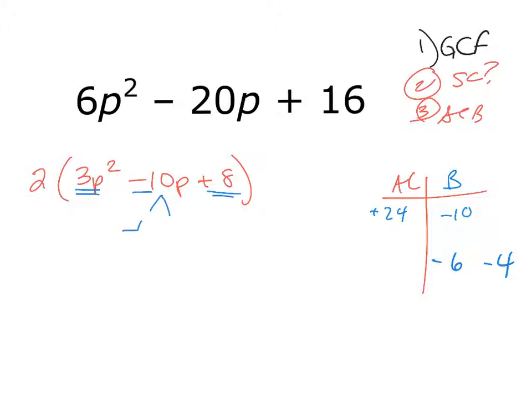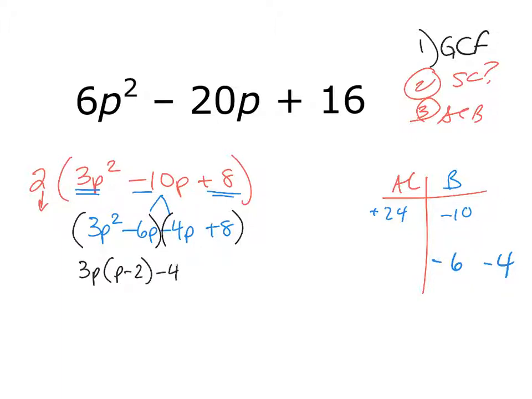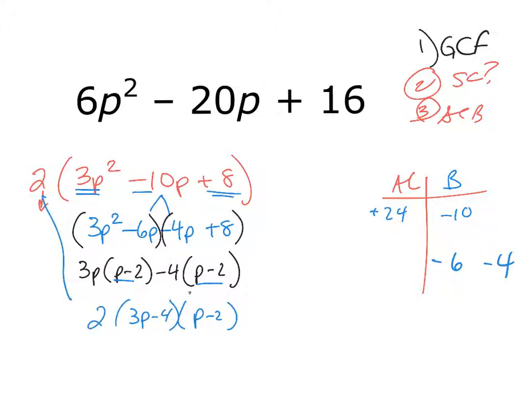The negative 6p, negative 4p expand out the middle term. You still have the 2 out there, so don't forget him. I'm just going to draw an arrow to remind me that it's still there. When I do group factor for this part, I could take out a 3p and I'm left with p minus 2. I could take out a negative 4 and I'm left with a p minus 2. So for this part, I get p minus 2, 3p minus 4, but remember you still have that 2 out there.